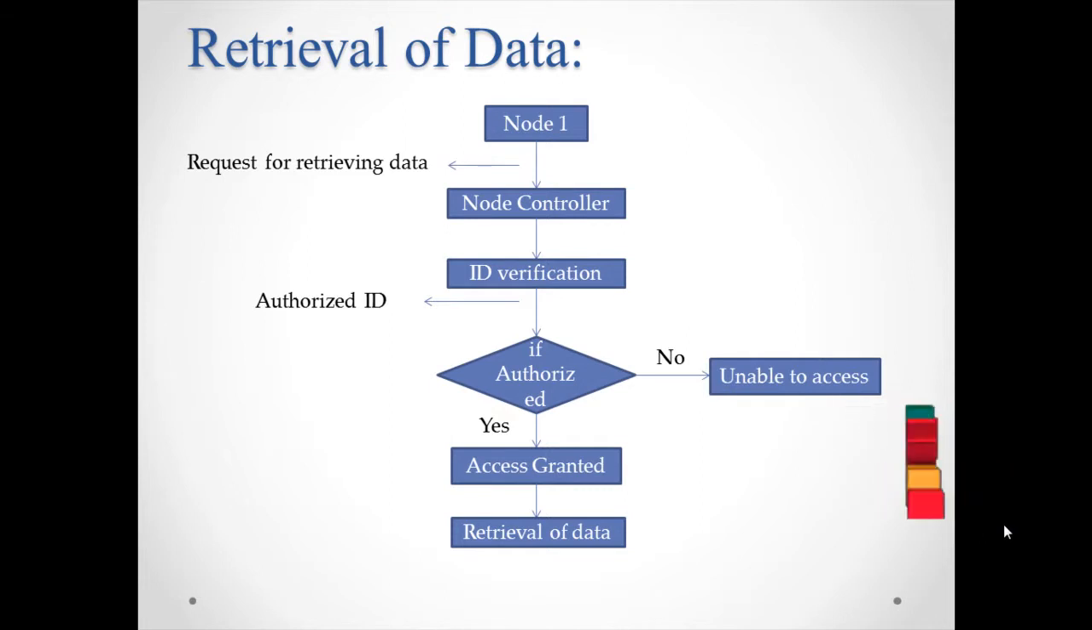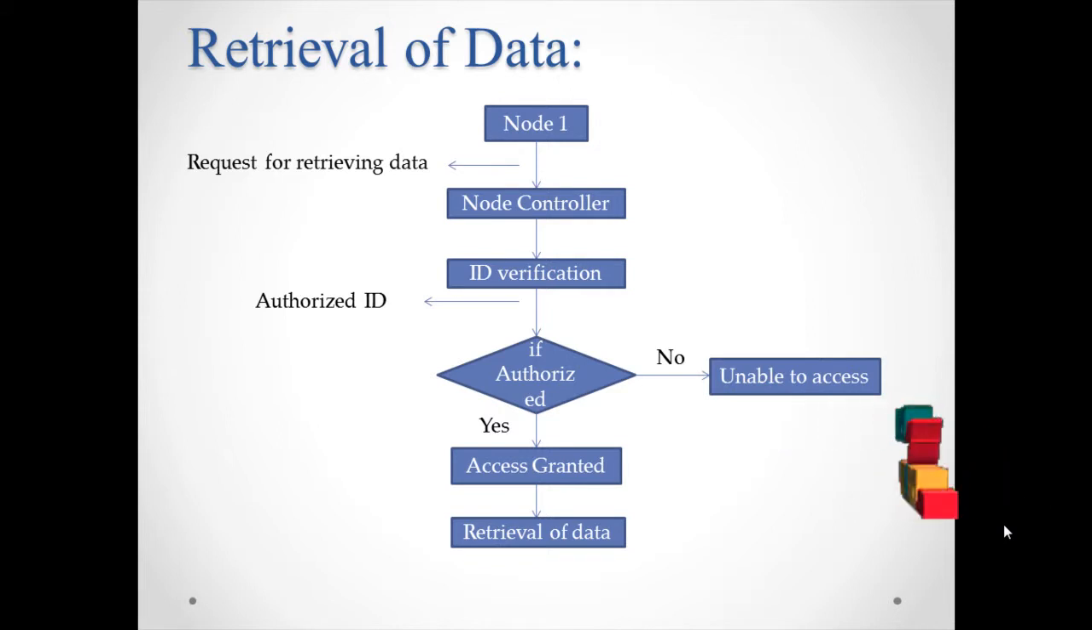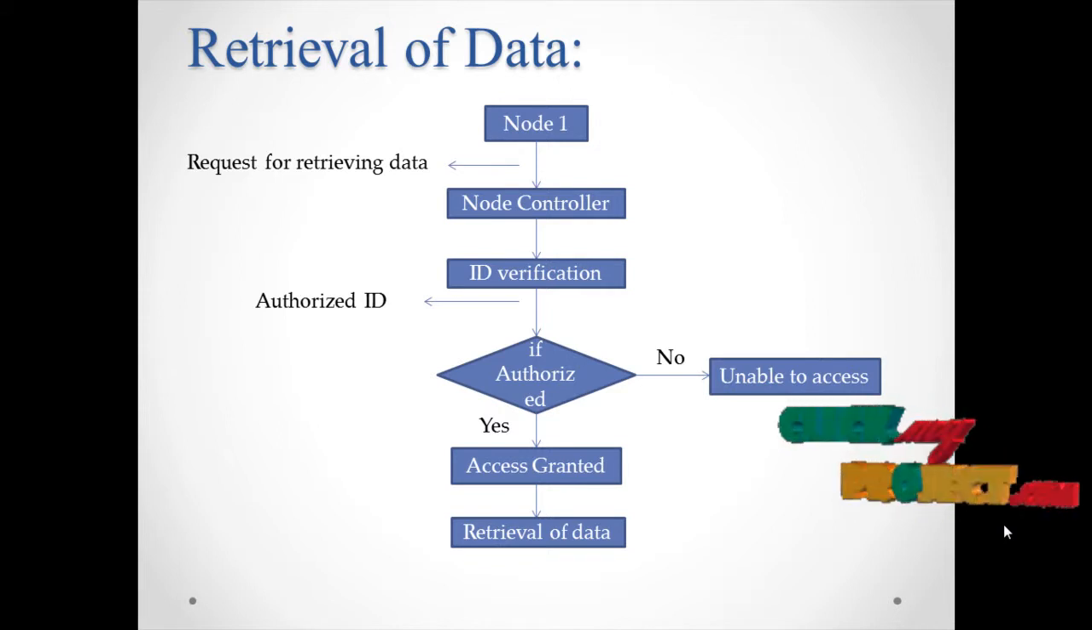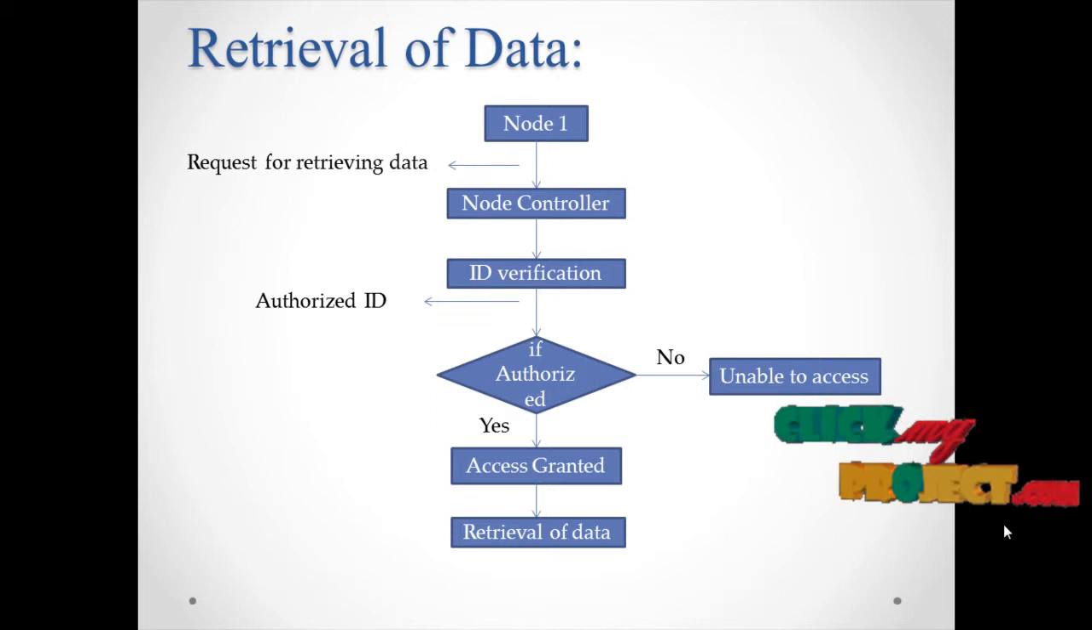Node 1 and the node controller send a request for retrieving data, and it moves to ID verification, that means authorized ID. If the ID is correct, it goes to access granted. If the ID is wrong, it goes to unable to access. And finally we get the retrieval of data.